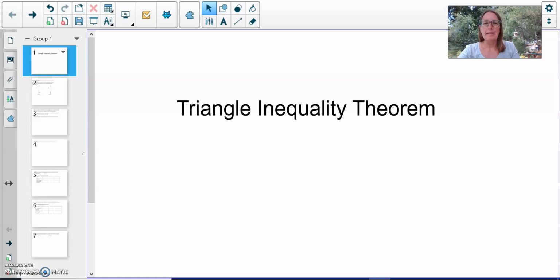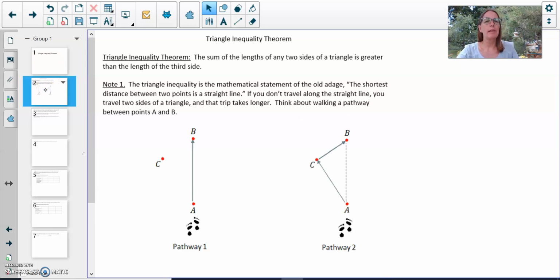Hi everyone, in this video we're going to look at the triangle inequality theorem. So the triangle inequality theorem: the sum of the lengths of any two sides of a triangle is greater than the length of the third side of a triangle. So note, the triangle inequality is the mathematical statement of an old adage.